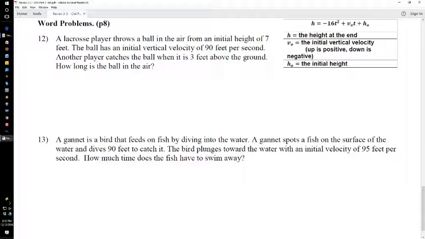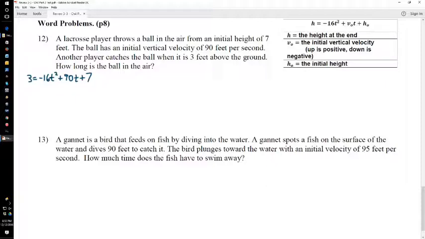So, we have our equation, we have our starting height, our h sub o, we have our starting velocity, which is our v sub o, and we have our final height, our h, our 3. So we're going to start off just plugging all those into the equation. So h is 3, so 3 equals negative 16t squared plus our initial velocity of 90 feet per second times t plus our initial height. Our initial height in this case was 7. And so this is our quadratic.